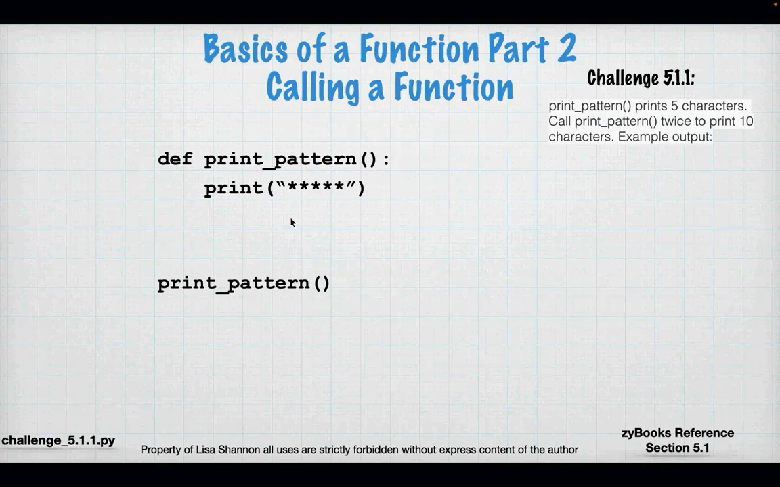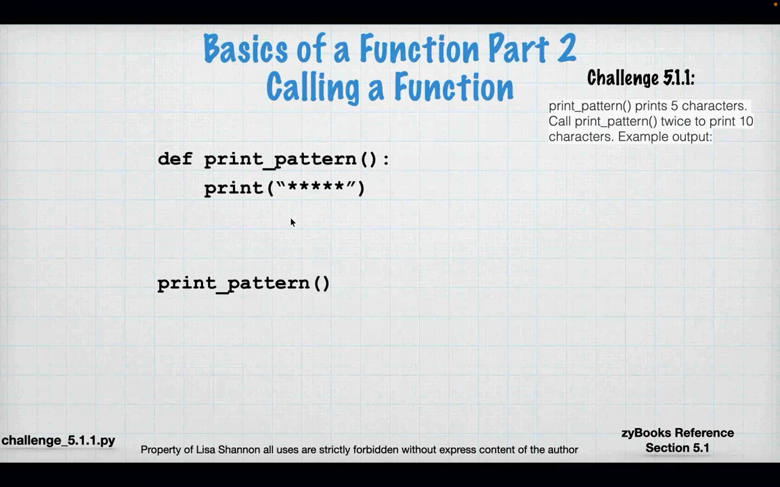Okay, so now we've got our definition. Our definition is def print pattern. And now I want to call it later on in the code, and yes, that means that every time you define a function, it has to be defined before you call it. Now, the way I like to do my code is I like to define all of my functions at minimum above where my code execution is going to start. Oftentimes, I will put that into its own module, so I can just reference it from the module and pull it in. Either way, your function has to be defined before it can be called.